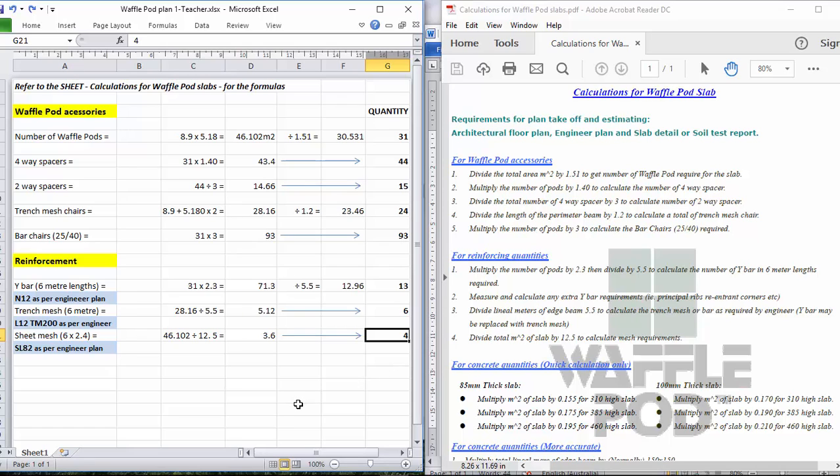Now, for this exercise, it's a pretty easy plan to work off. Your job now is to do a quiz. We have another plan which you've got to take off the quantities in, using exactly the same formulas.